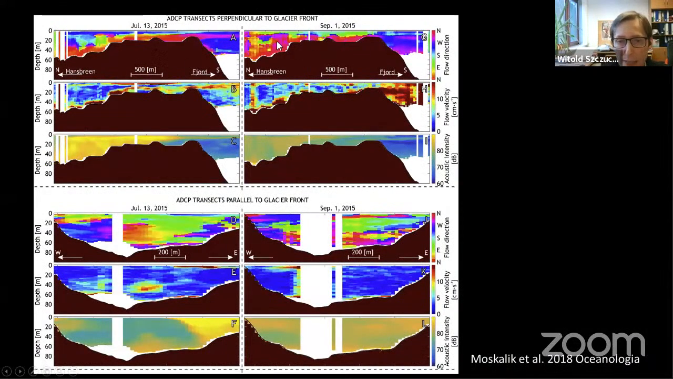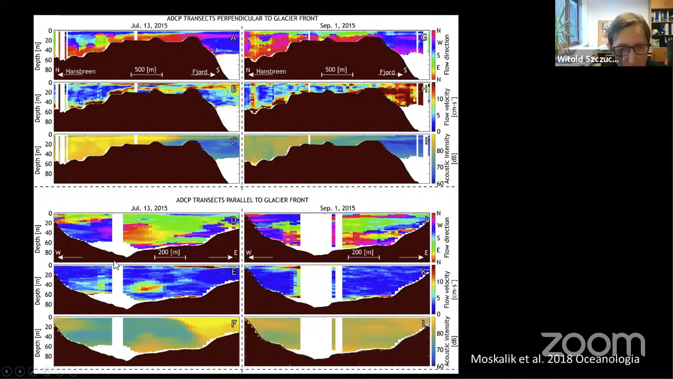And you may see already from the flow direction that the flow direction along the surface is quite different from the flow direction below. The flow velocities are also remarkable along the seafloor. There is a kind of seal closing the bay in front of the glacier. And we got quite a lot of suspended sediment in the water column, as we can see from acoustic intensity.